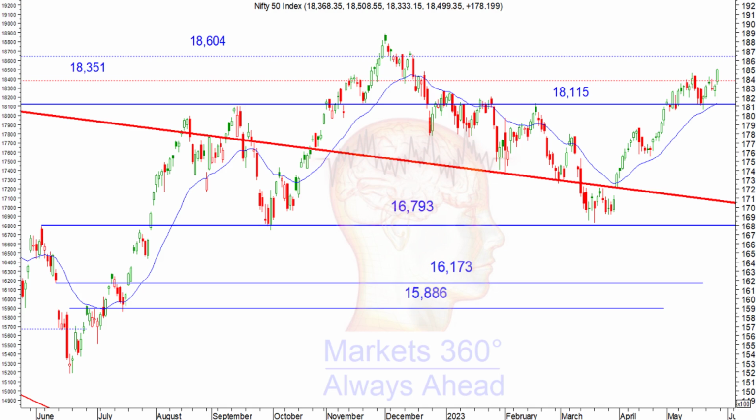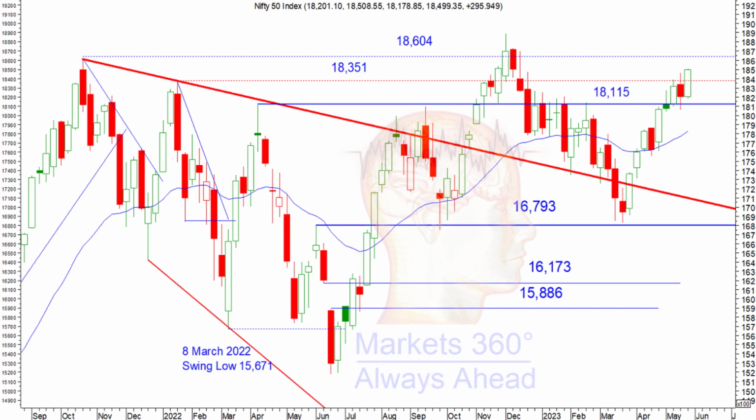And the 18,351 level indicated by a dotted red line has been overcome on a closing basis. The 18,604 level remains the next hurdle to watch out for. Should we close above that sustainably, I think the bulls would have tightened their grip on the market. The bulls remain dominant, but they would have tightened their grip even further in the coming week.